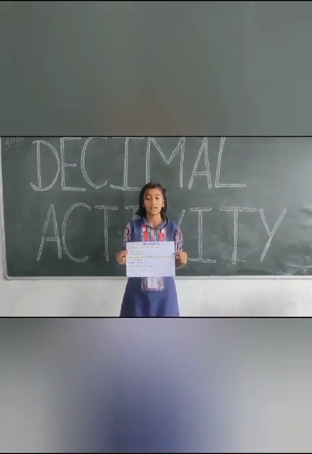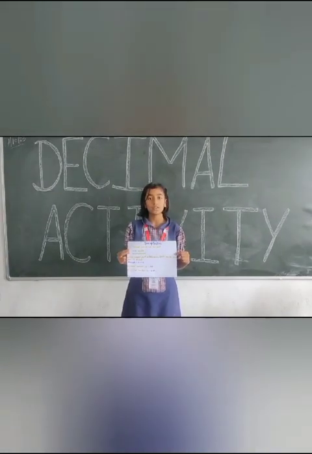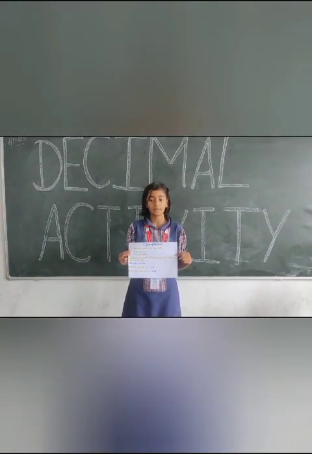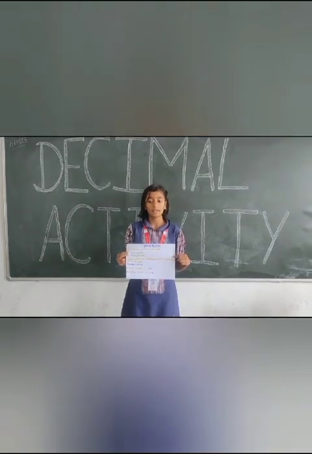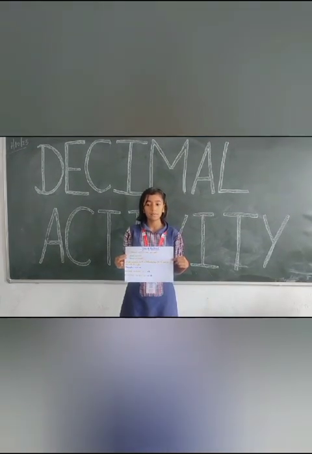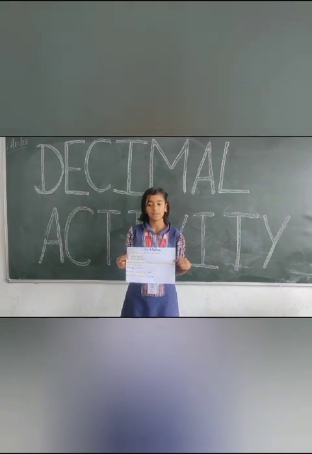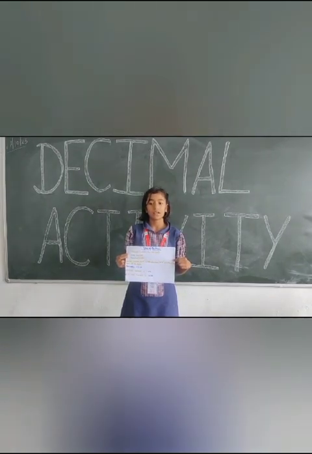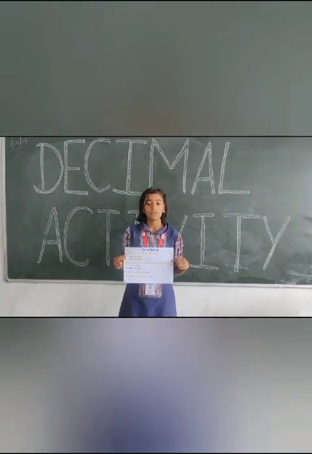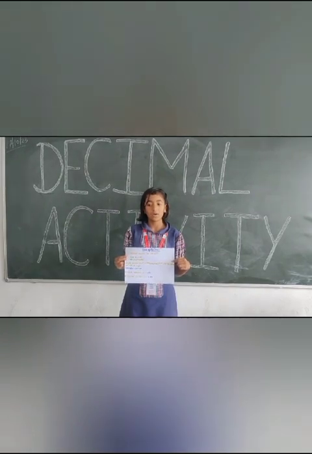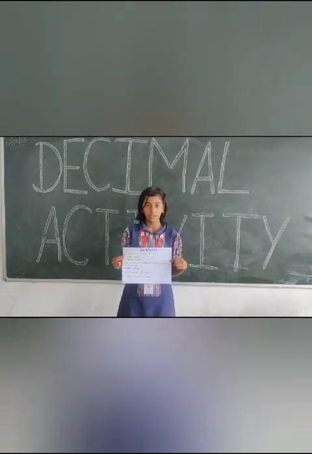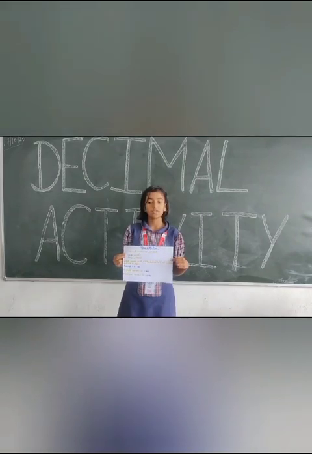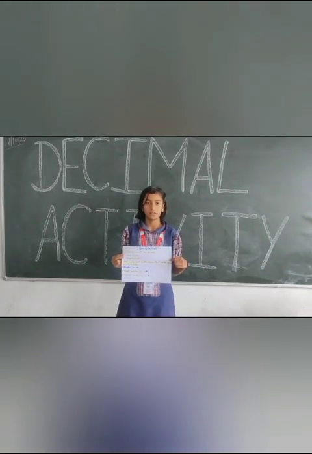Types of decimal. A decimal number has two parts, whole number and decimal number. The whole number part is to the left of the decimal point and the decimal part is to the right. Example: 643.98. Whole number 643, decimal number 0.98.